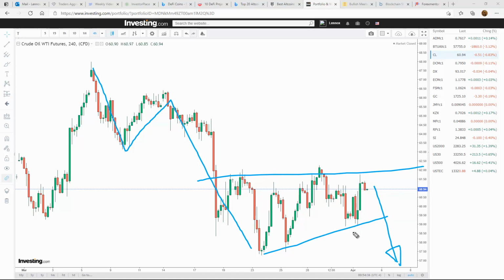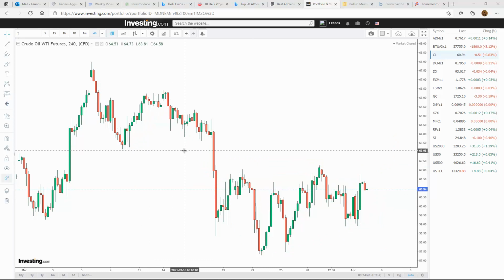If I'm wrong, then we're going to break these highs and continue to the upside. But I don't think that's going to happen. If it does, it's a fake out, and I think we'll be moving back down. Okay, so weakness in oil overall for the week.